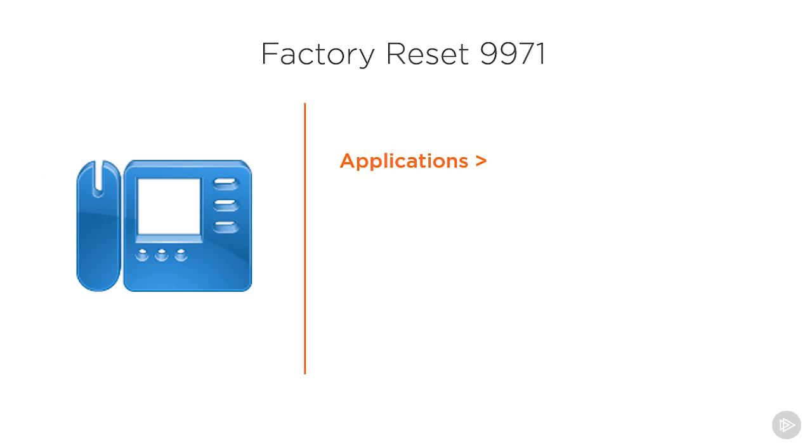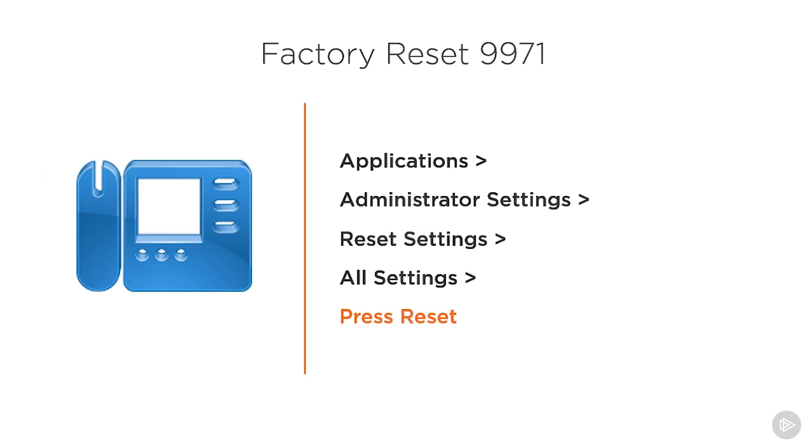We're going to press the Applications button, then we're going to press the Administrator Settings button. Then we're going to continue with our button pressing. We're going to press the Reset setting, All Settings, and then finally, we're going to press Reset. It's going to clear all the settings on the phone. It'll reboot, come back up, and it'll be ready to register to the new cluster. So I'm going to go ahead and go through this button sequence. I'll be right back, and we'll go on to the next step in getting our phone registered.